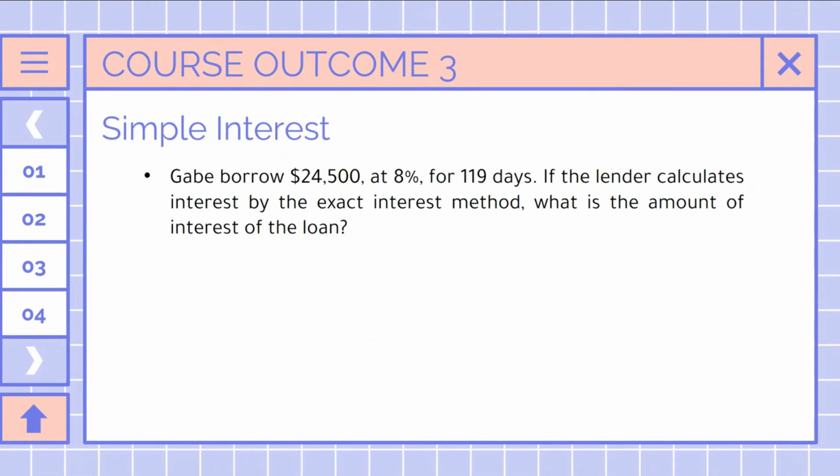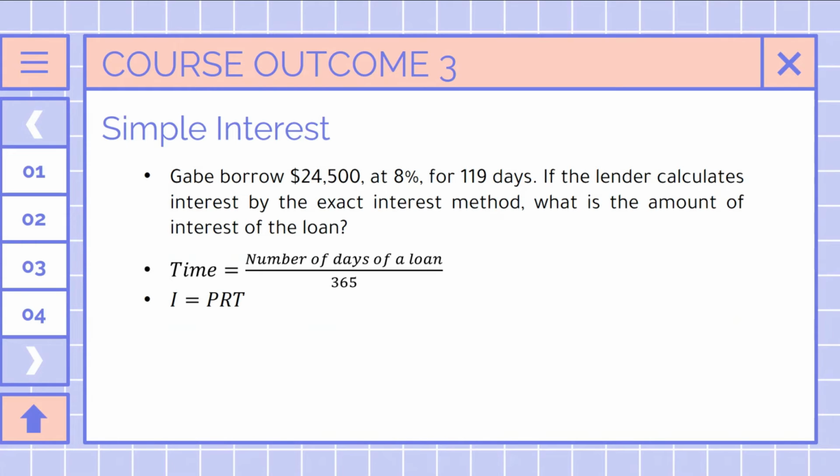Now let us compute this given problem. Gabe borrowed $24,500 at 8% for 119 days. If the lender calculates interest by the exact interest method, what is the amount of interest of the loan? So to calculate for the time, it is number of days of a loan over 365, since it is stated in the problem that the interest is calculated using the exact interest method.